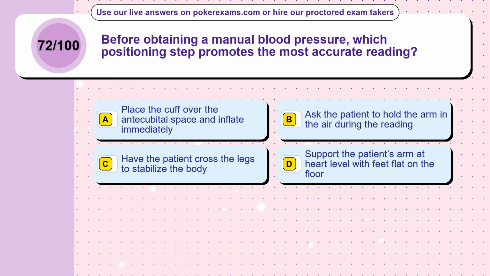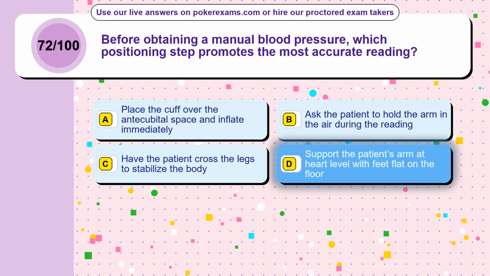Question 72. Before obtaining a manual blood pressure, which positioning step promotes the most accurate reading? Option A. Place the cuff over the antecubital space and inflate immediately. Option B. Ask the patient to hold the arm in the air during the reading. Option C. Have the patient cross the legs to stabilize the body. Option D. Support the patient's arm at heart level with feet flat on the floor.